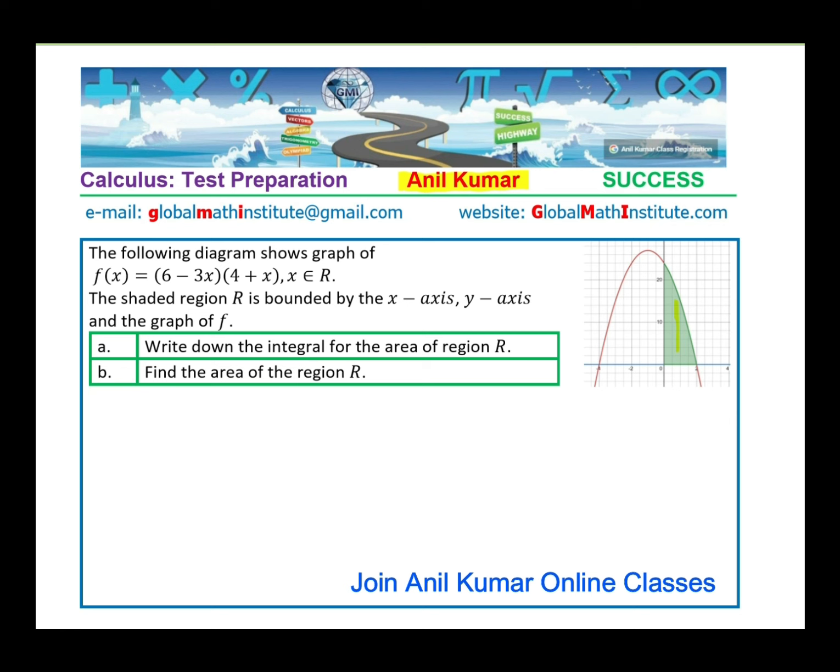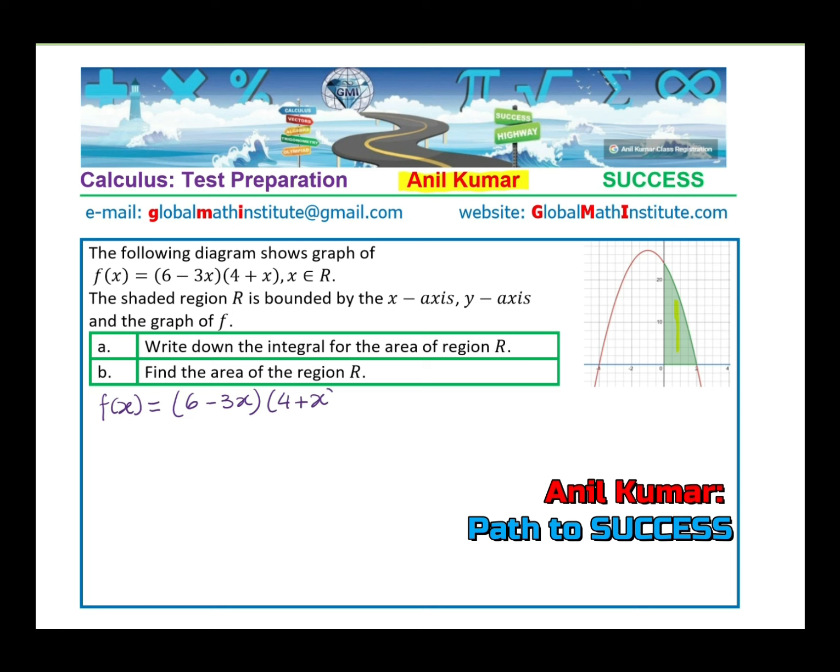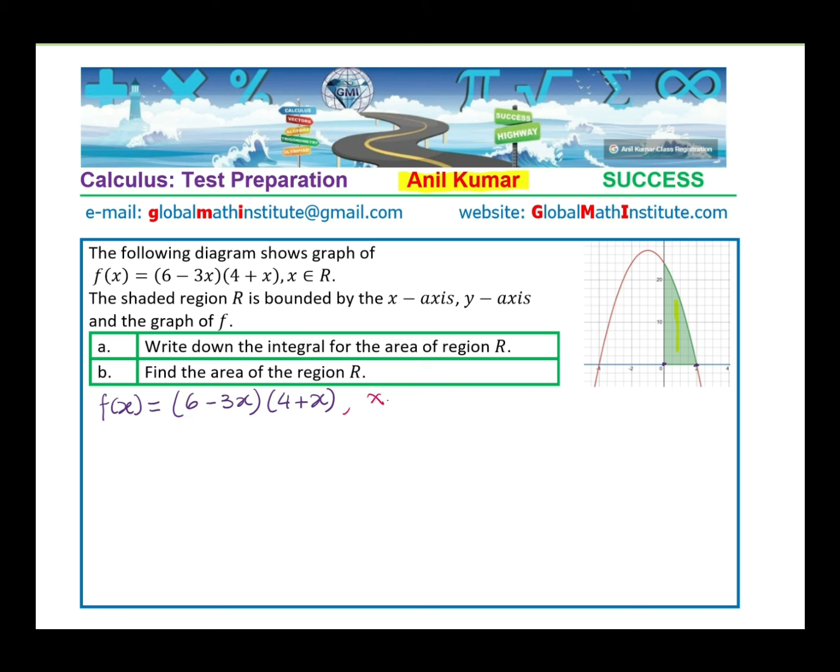What we are given here is the function f(x), which is equal to (6 - 3x) times (4 + x). To write down the integral, we need to figure out from where to where. One point is very clear, which is x equals 0. The other one we need to find. So basically, you need to find the x-intercept. For the x-intercept, y is 0. Just equate y equals 0 here and find the x values.